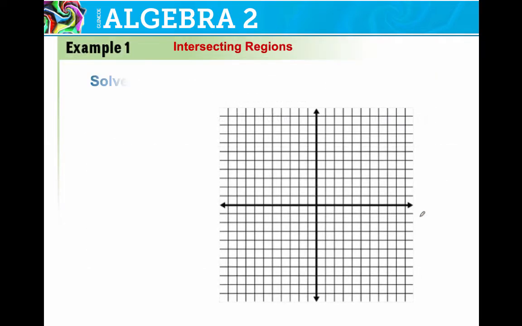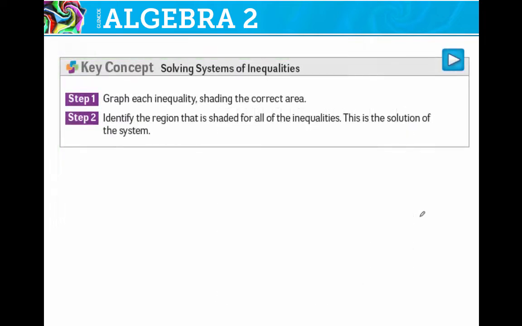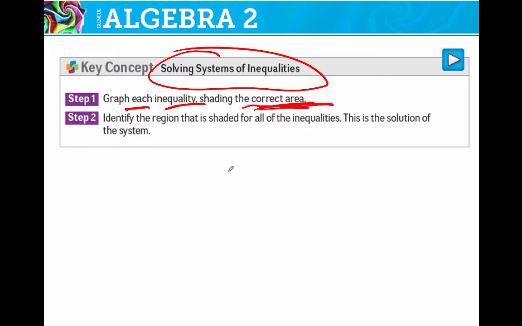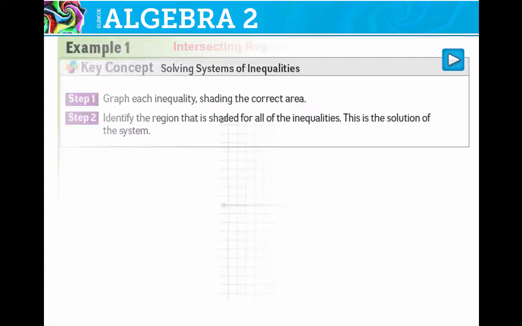Next, we're going to take it up a notch. We're going to take it to solving a system. So we're going to graph each inequality, and then we're going to shade the correct area. We're going to think about where it's going to overlap. The solution is where the shading overlaps.